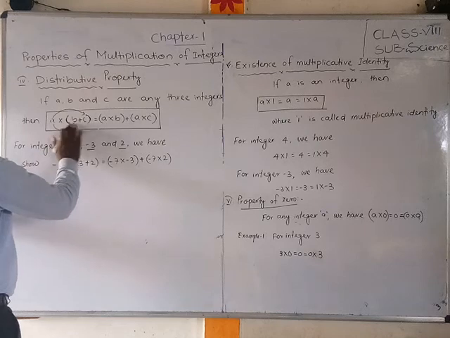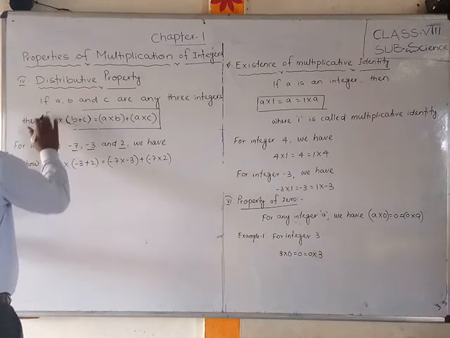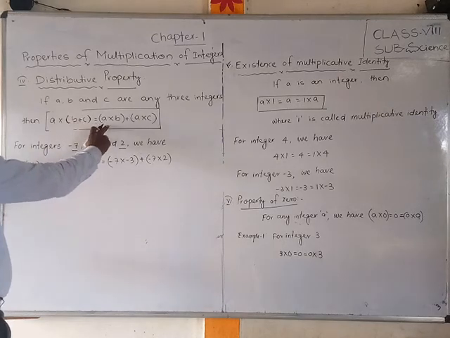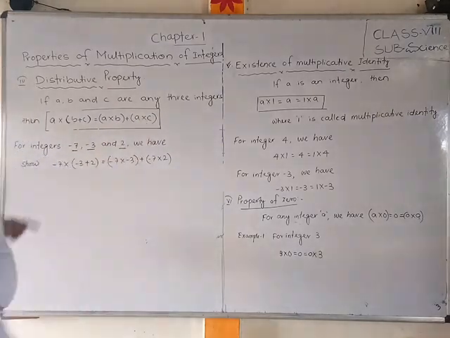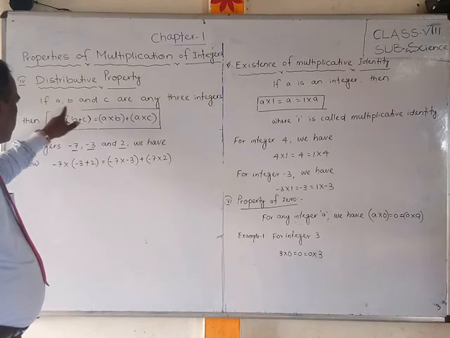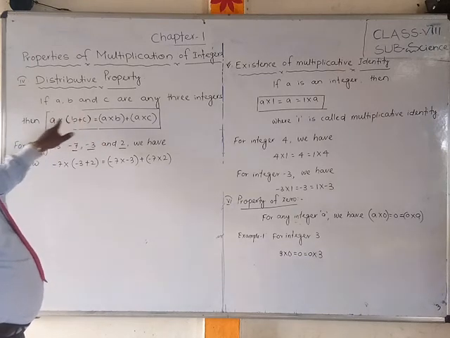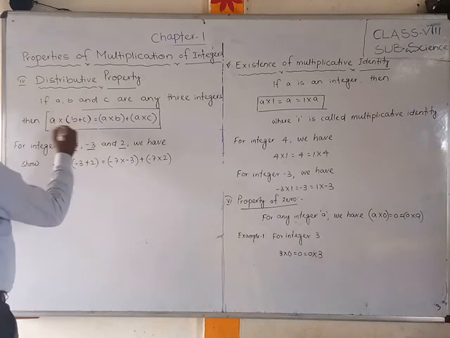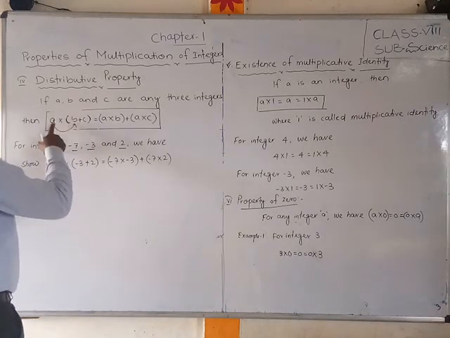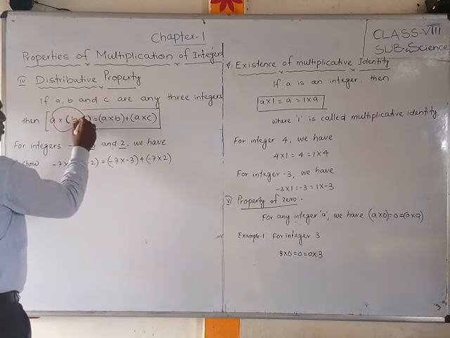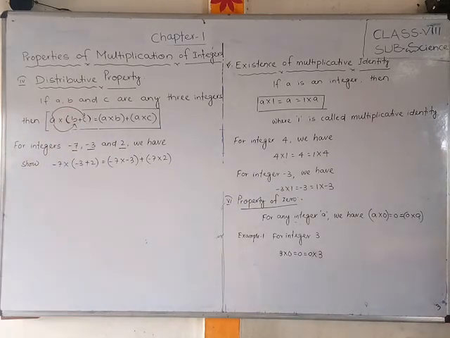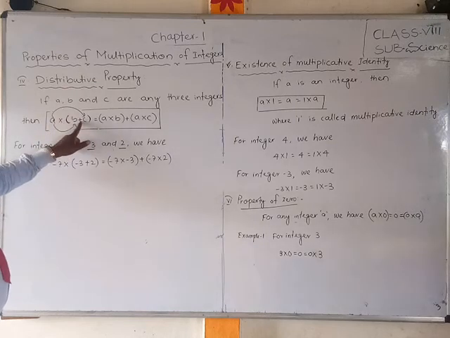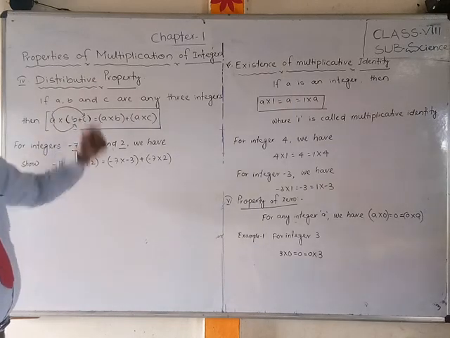A into (B plus C) is equal to A into B plus A into C. That means the result will be A into B, then A with C, both of which you have to multiply. So we will get the answer, because the plus is there: A into B plus A into C.